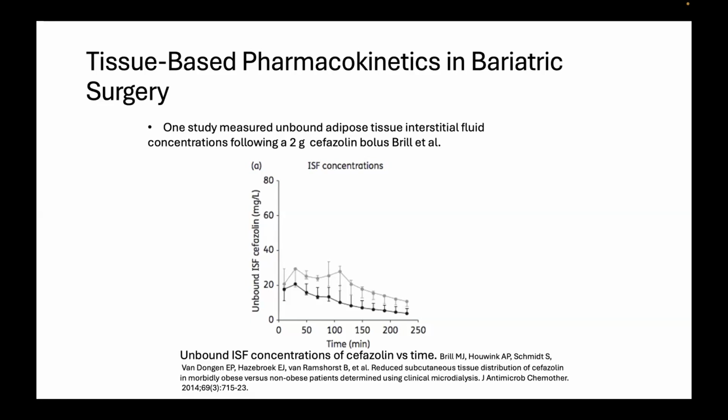The area under the curve for 0 to 4 hours was significantly lower in the morbidly obese patients in comparison to the normal weight patients, and the observed unbound cefazolin penetration ratio of plasma to interstitial fluid was 0.7 for the morbidly obese patients and 1.02 in non-obese patients, and this was statistically significant.